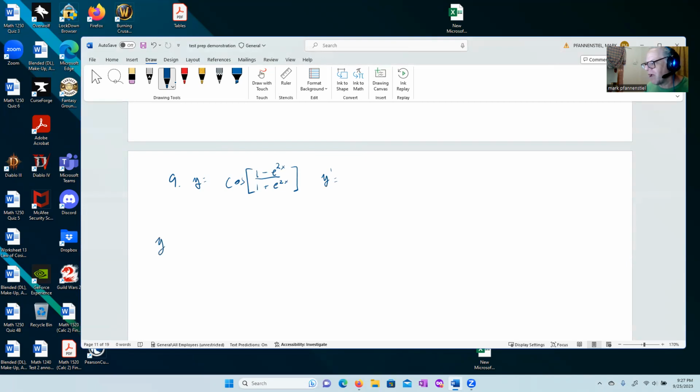All right, so y prime equals, first off, the outside function is cosine. So that's going to be negative sine of this thing, (1 minus e to the 2x) over (1 plus e to the 2x), times the derivative of the inside function. So what we have to do now is take the derivative of this thing, and that's where the monster happens. So we have the quotient rule: derivative of the top, 1 minus e to the 2x, times the bottom, 1 plus e to the 2x, minus the top, 1 minus e to the 2x, times the derivative of the bottom, 1 plus e to the 2x.